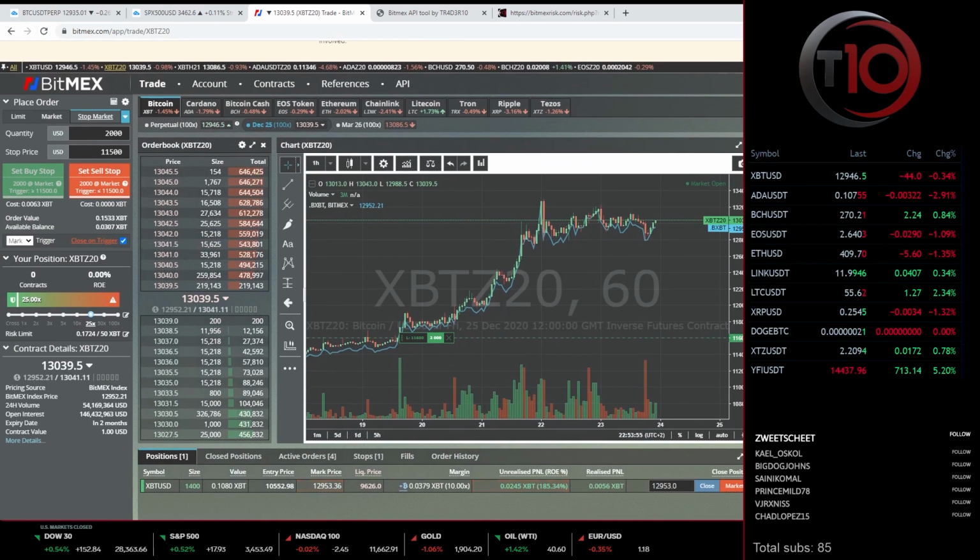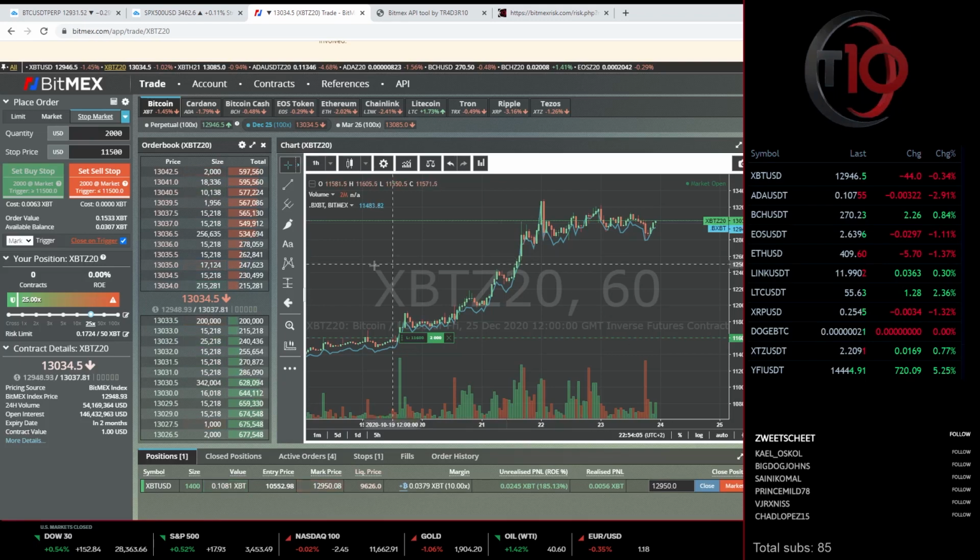But keep in mind, if we are actually dumping, it can delay the stop loss, so we can lose more money. So it's a thing you need to take into account.